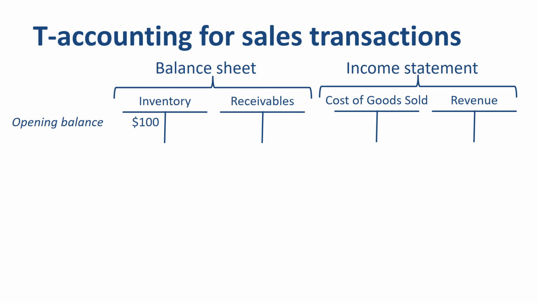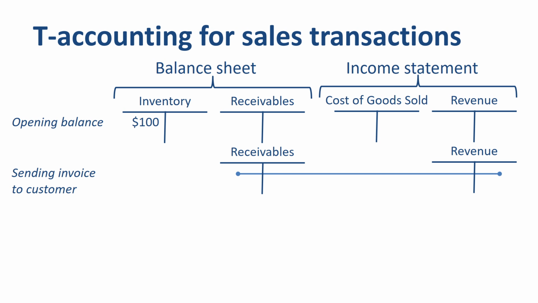For the financial statements, things start to get interesting once you issue an invoice to the customer. Invoicing to the customer generates a debit in accounts receivable. You create an asset, a claim to future cash, and a credit in revenues. This is called double entry bookkeeping and is represented with a solid line between the two T accounts.